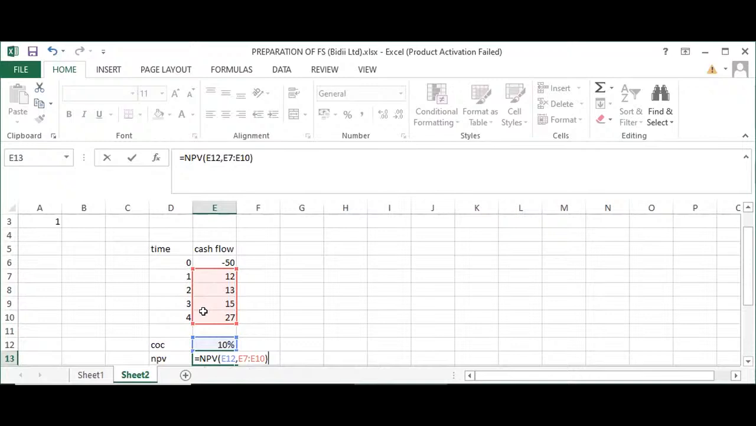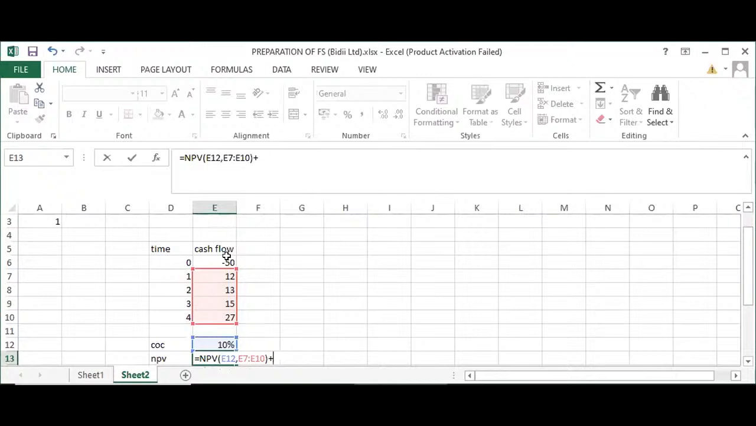All right. Plus the initial outlay, which is 50. You moved very fast. So you can take your cursor there. Go back to the formula bar. Yes. Thank you very much. So enter.